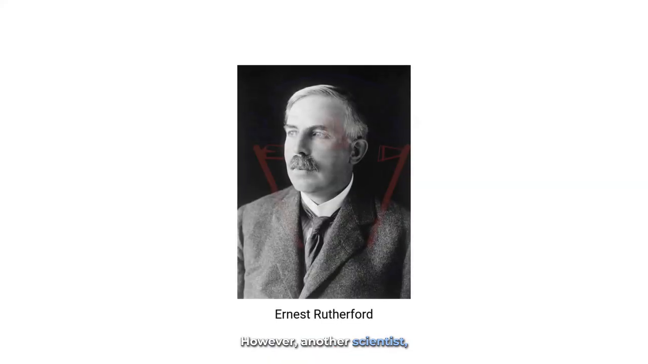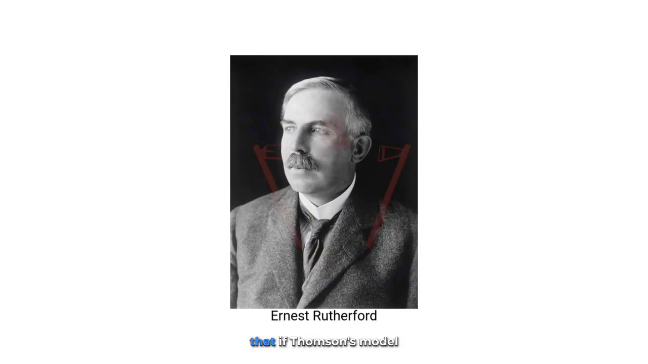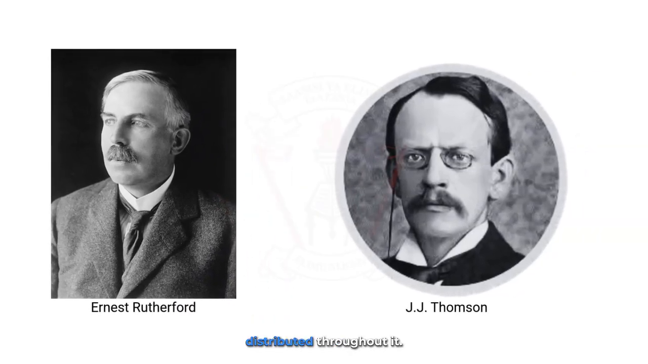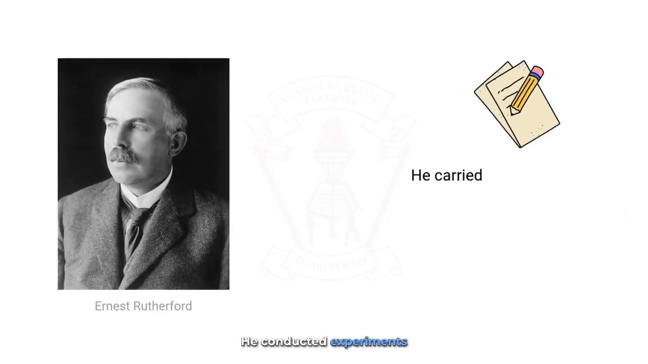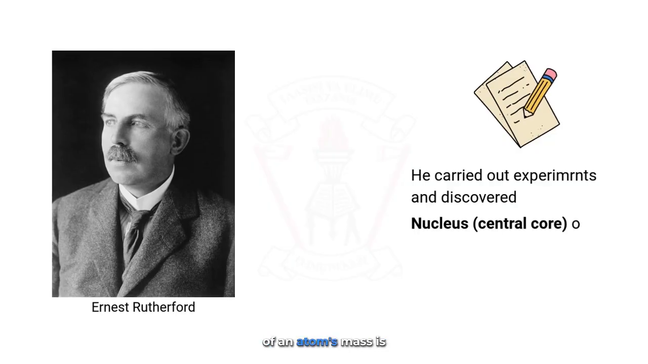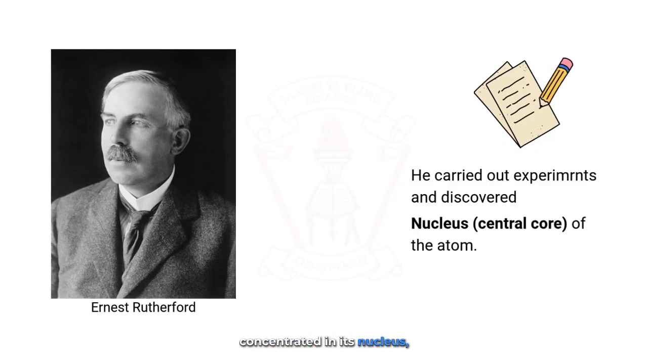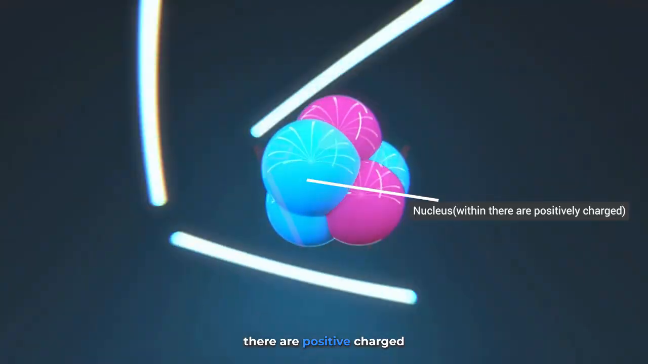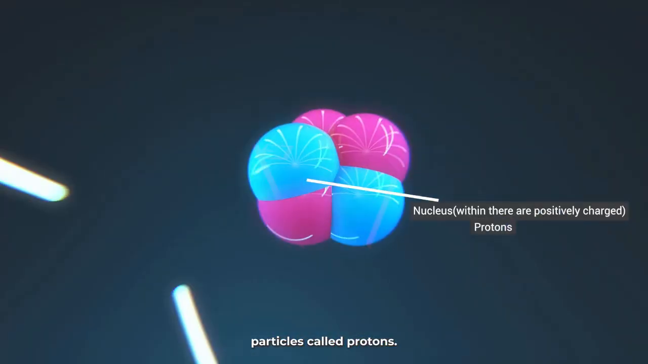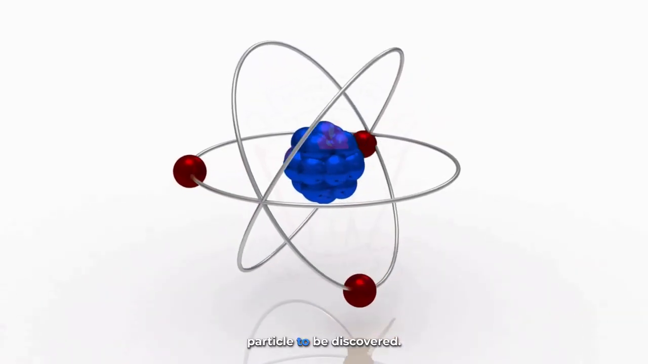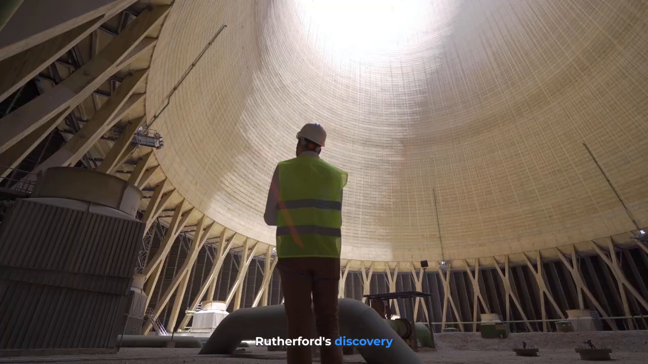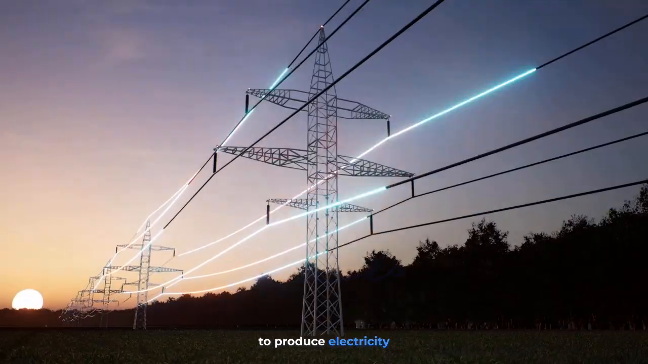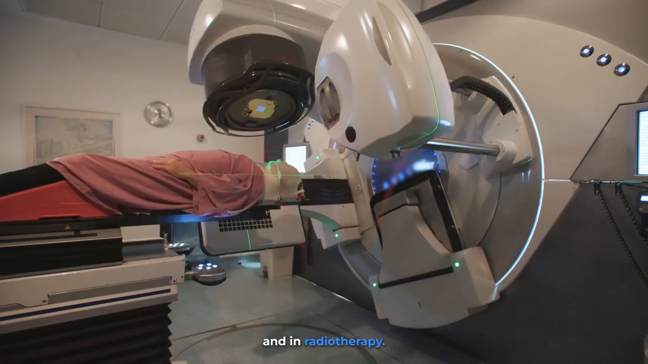However, another scientist, Ernest Rutherford, reasoned that if Thomson's model were correct, the atom's mass would be evenly distributed throughout it. He conducted experiments and discovered that most of an atom's mass is concentrated in its nucleus, that is the central core. Within the nucleus, there are positive charged particles called protons. This was the second subatomic particle to be discovered. Rutherford's discovery helped the scientists discover nuclear energy used to produce electricity and in radiotherapy.